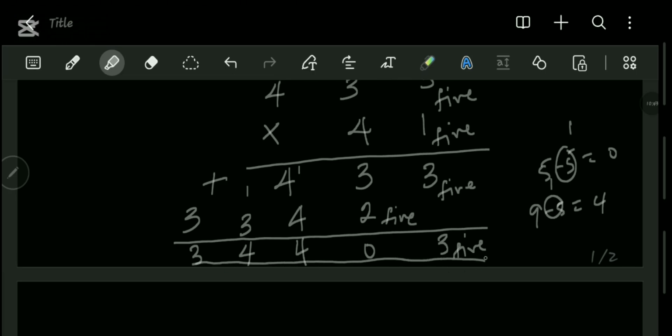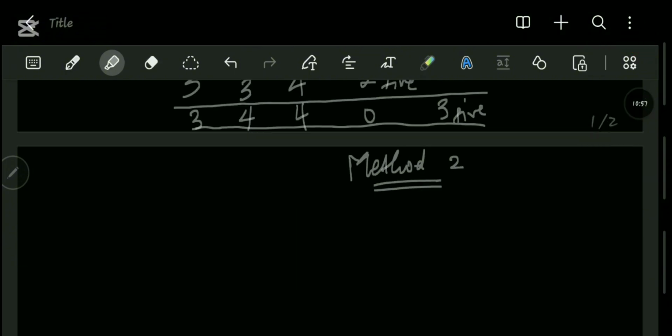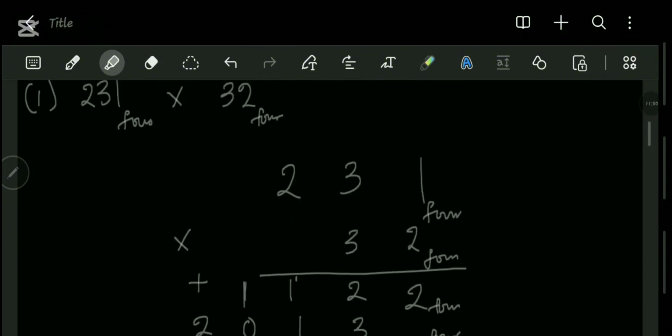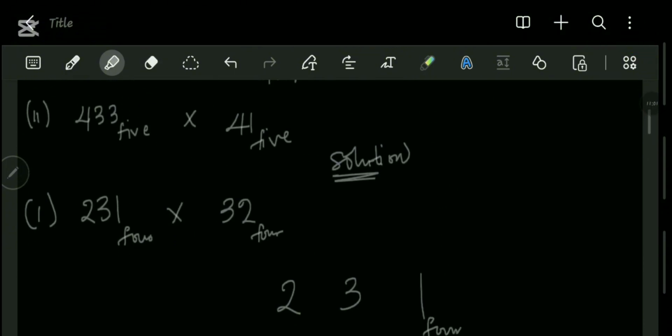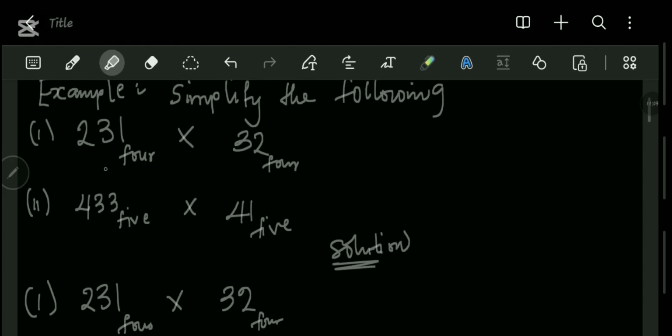Right? Now let's check by converting these numbers. Let's try converting each of them to base 10. Then we multiply them together and convert our answer back to the corresponding base. So for the first question, we're given 231 in base 4 multiplied by 32 in base 4.